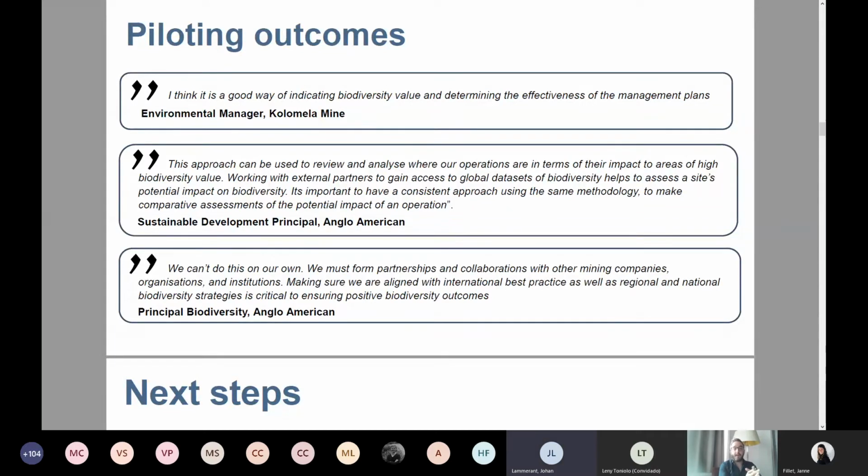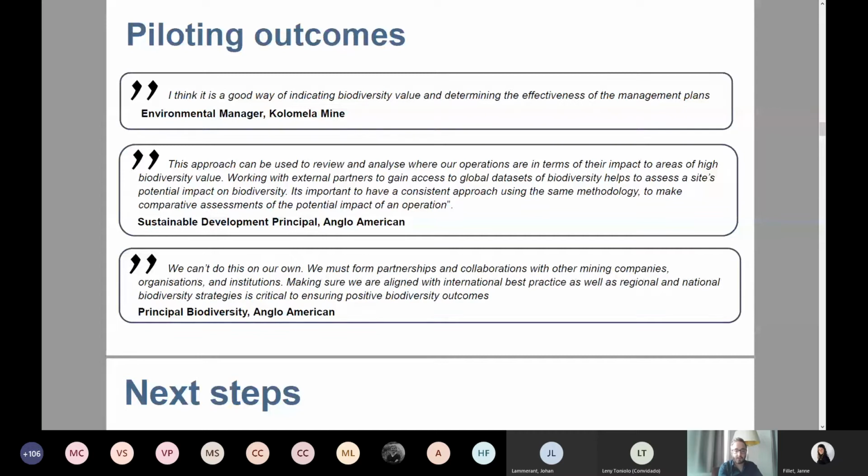Sure, yes. And then at a corporate level, there were key highlights that this is good for understanding where their impacts may be highest, and also a key highlight on being able to collaborate with other companies and having a standardized methodology for conducting this kind of assessment.